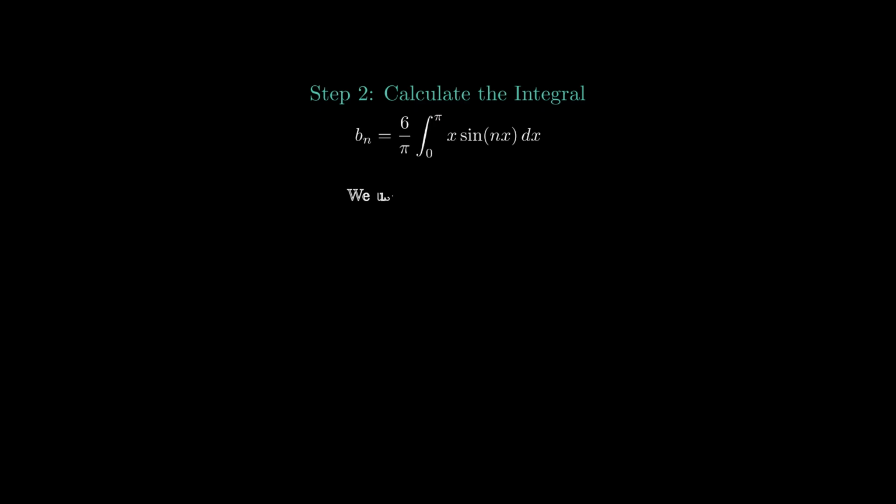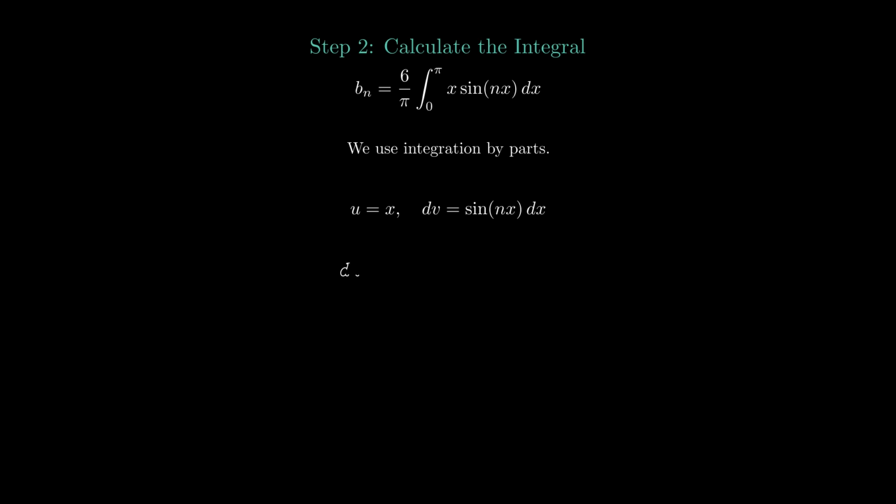To integrate x sine of nx, we use integration by parts. Let u equal x and dv equal sine of nx dx. Then du is dx and v is minus 1 over n cosine of nx.